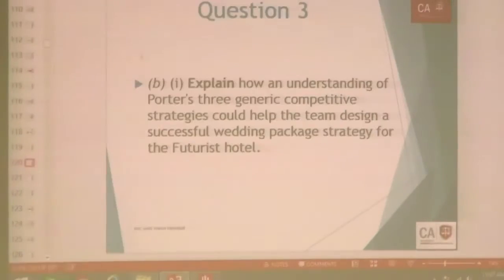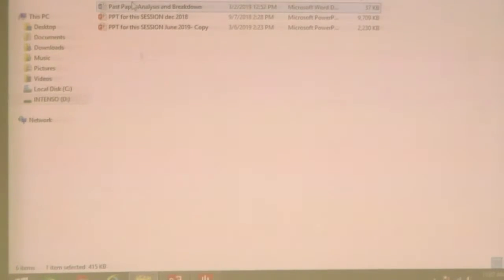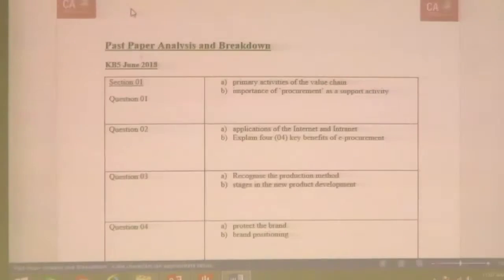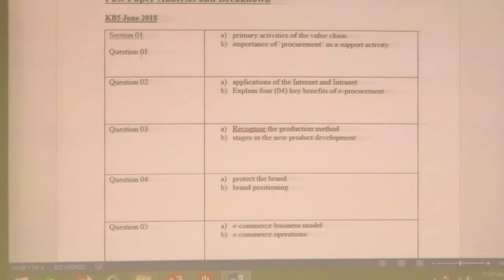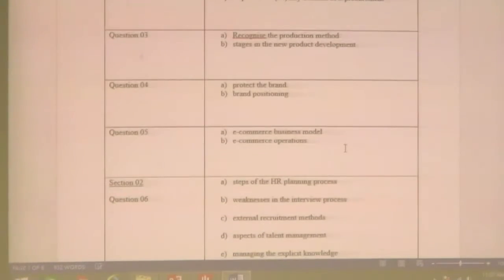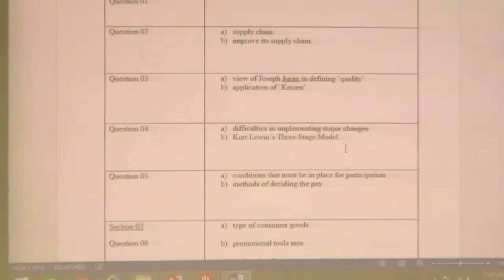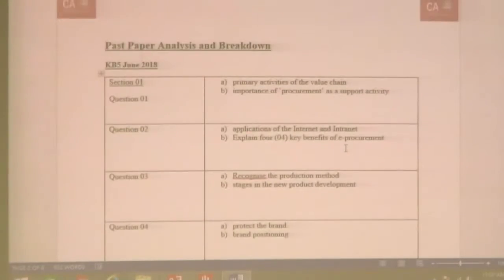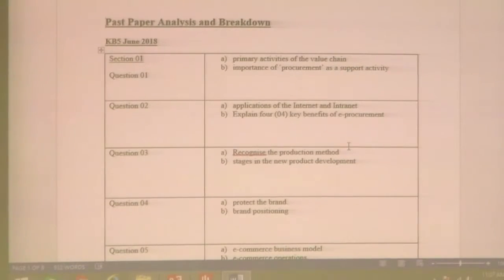Before I go to this, I would like to talk about a small part which I did, called past paper analysis. I have structured the exam requirements from June 2018 to, I think, December 2015 or June 2015. I have reminded this before. All these documents are available in the Chartered Accounts LMS. So please make it a point that you download it.